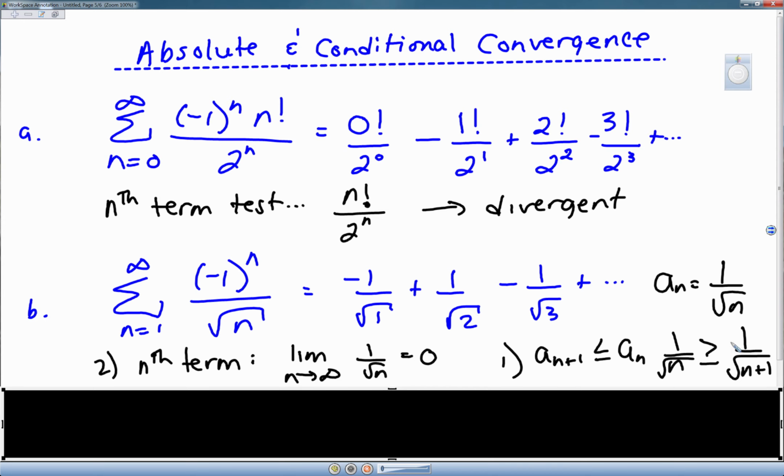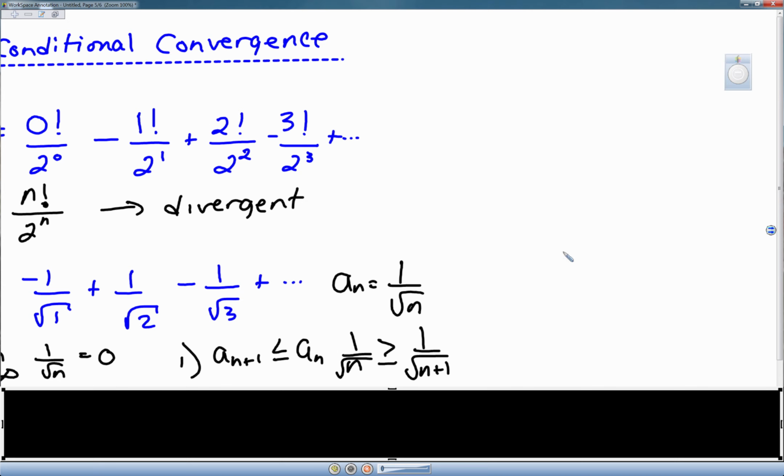So what we have here is a series where we can apply the alternating series test, and therefore it is convergent. But how can we tell whether it is absolutely convergent? Well, in order to do that, we need to examine this. Let's take the sum as n goes from 1 to infinity of the absolute value of a sub n.